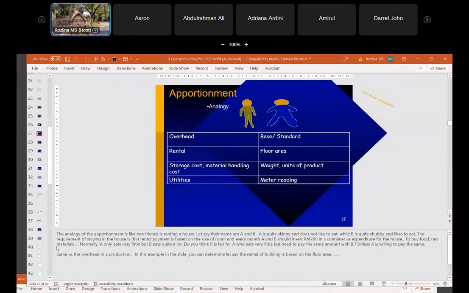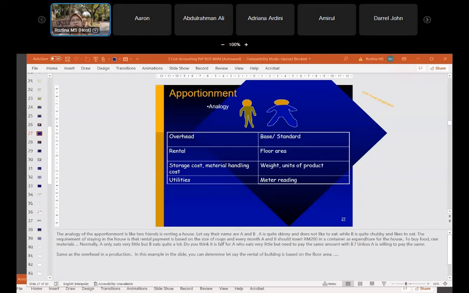Okay, the analogy of the apportionment is like two friends renting a house. Let's say their names are A and B. A is quite skinny, does not eat much and does not like to eat, while B is quite chubby, likes to eat. The requirement of staying in the house is that the rental payment is based on the size of the room. So let's say the rental is RM1,000.